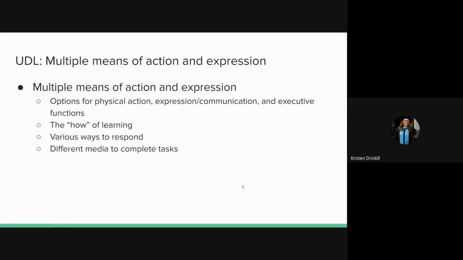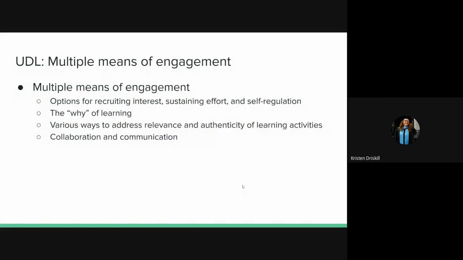Then there's multiple means of action and expression. This is the how of the learning. So this means options for students to show what they know in different ways. So physical action, expression and communication, executive function. You want to cover the gamut here. So you really want to give students various ways to respond to whatever it is that you're giving them, and include different media to complete tasks. That could be choice of media, or it could be more than one means in a task or in an assignment. And then finally, multiple means of engagement.